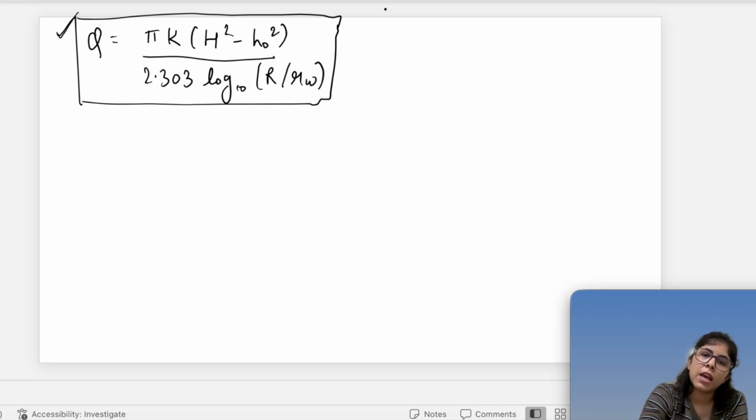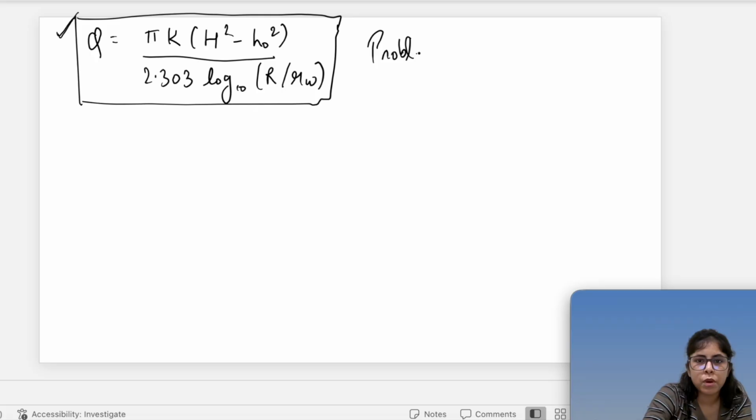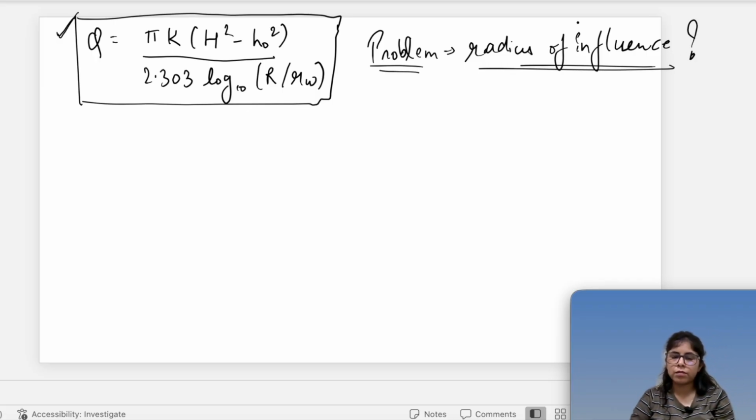But one problem is there with Dupuit's formula. The problem is that we don't actually know what the radius of influence is. We don't know exactly where it will fall. We can't calculate the radius of influence. So Dupuit's formula becomes a little bit restricted. From where will we put the radius of influence value?